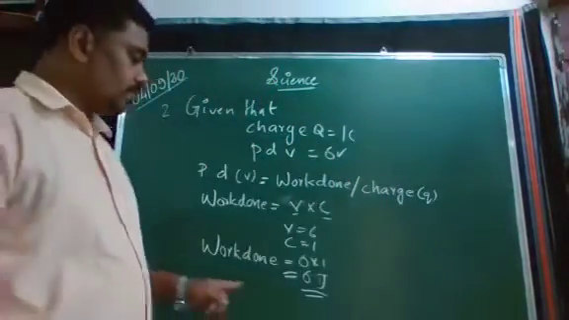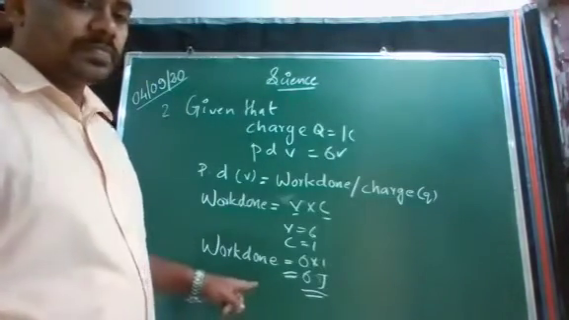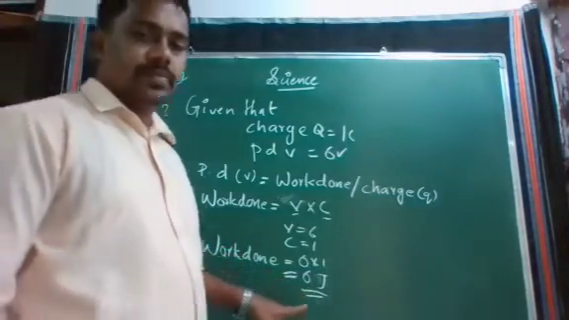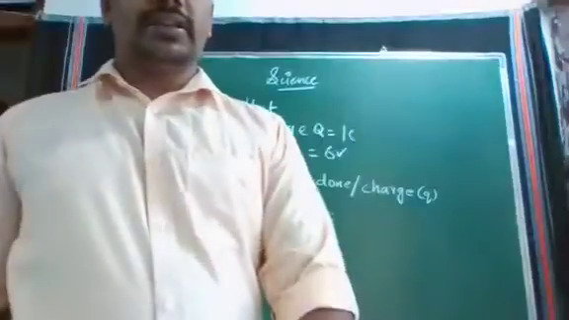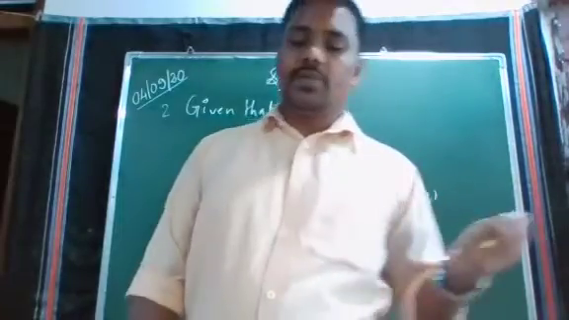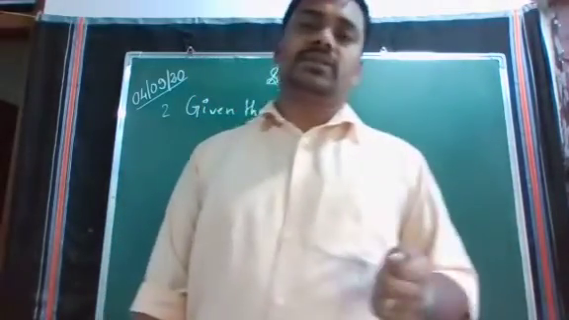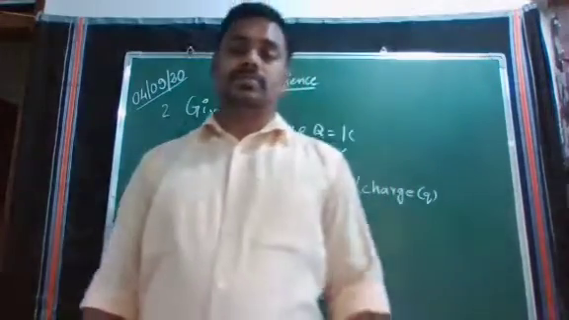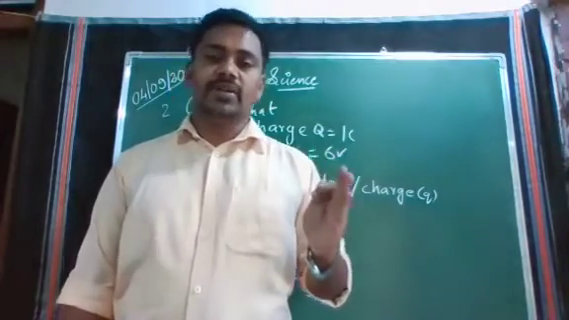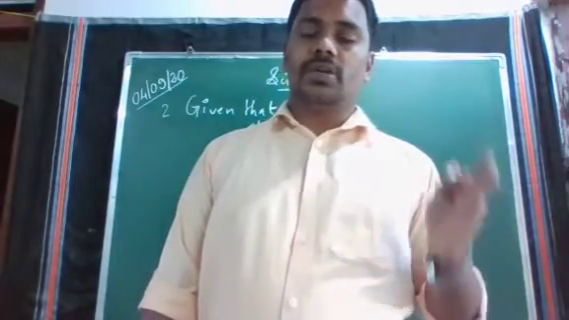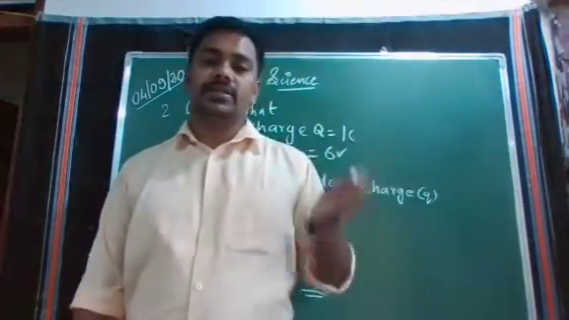That means the energy given is 6 joule. The energy given to each coulomb of charge passing through a 6 volt battery is 6 joule.